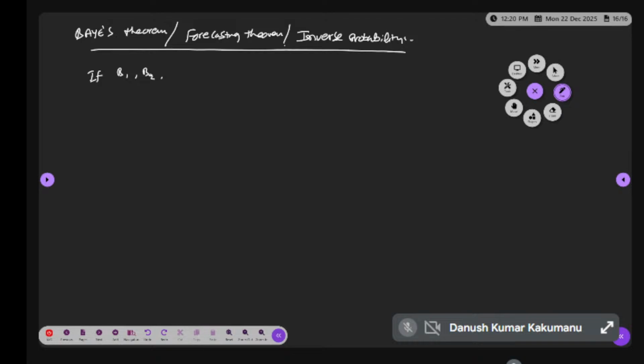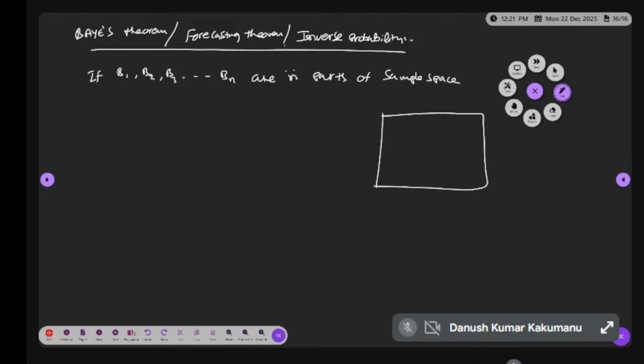If V1, V2, V3 and so on Vn are the n parts of the sample space, that is, the sample space is divided into n parts, and there is some random event A.